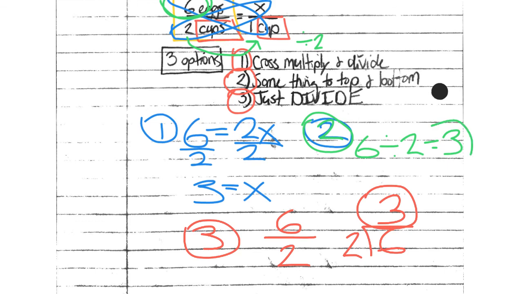So notice all 3 of these ways that I did it, I got 3 every time. Any of those work, and we're going to practice all 3 ways, but the important thing is you just understand that when we're setting these up, the left side and the right side are going to end up being equivalent ratios.